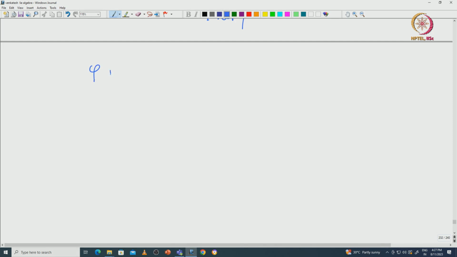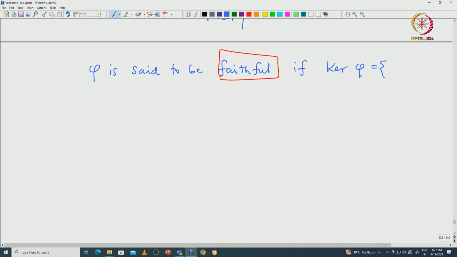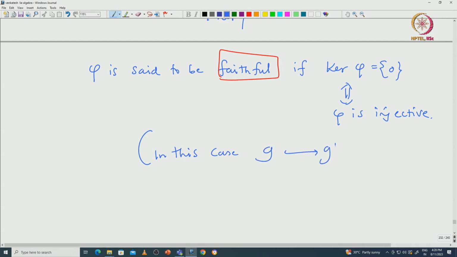Okay. So, phi is said to be faithful if kernel phi is 0. That means phi is injective. So, that means G can be realized as a subalgebra of GL of V. In this case, G can be realized inside GL of V.